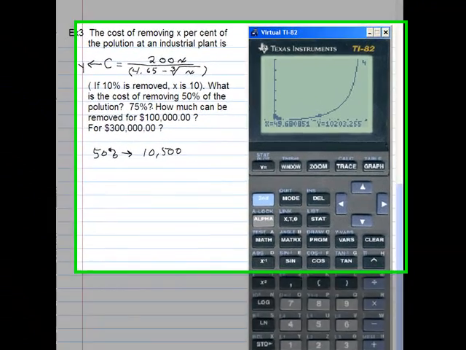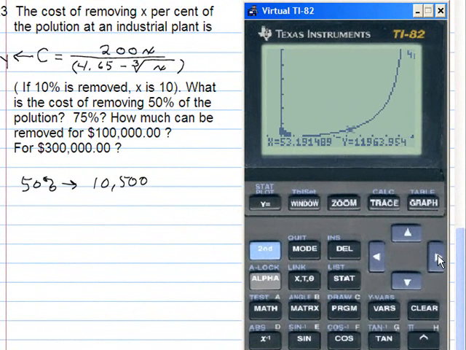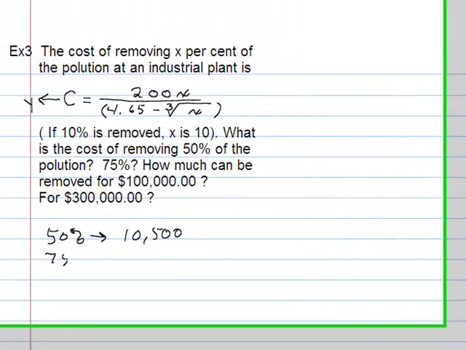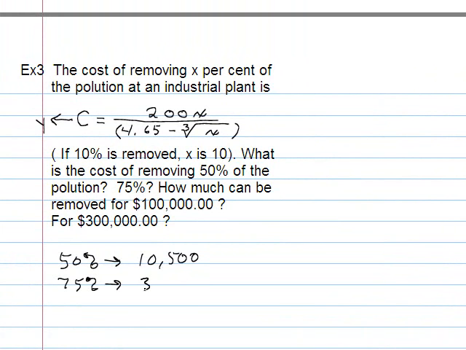The next question is how much to remove 75%. So let's just keep arrowing over. There's 62.5%, 68%, 74.2, 75.4. So right between these two numbers. The lower of the numbers is 33,000. The higher of the numbers is 35,000, so I'll say 34,000. So 75% cost us roughly 34,000. Now look at that. The first 50% only cost us 10,000 to remove, but the second 25% cost us almost 25,000 to remove, 2.5 times as much.